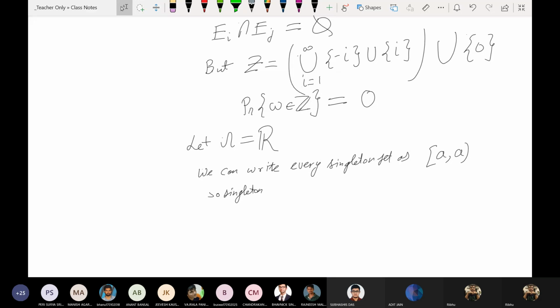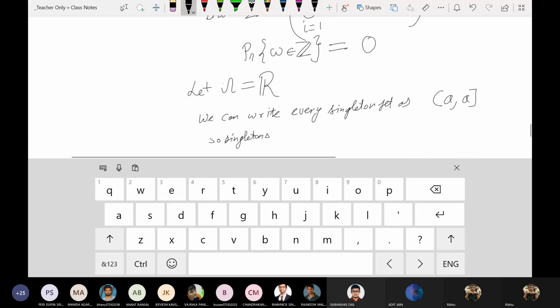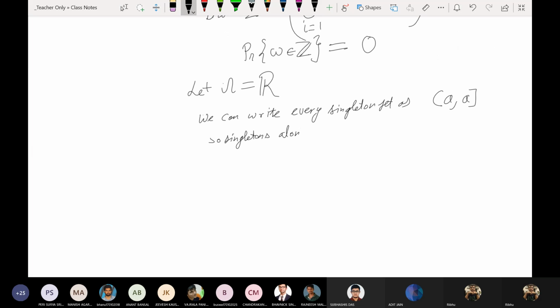Okay, fine. Yeah, this makes sense. So we can write every singleton set like this. So because of this, singletons along with their unions and intersections.